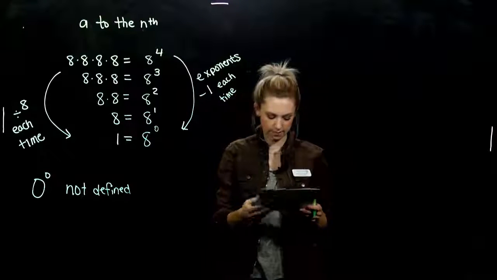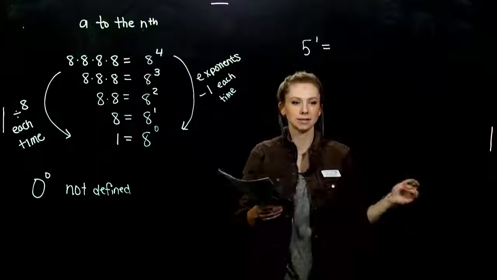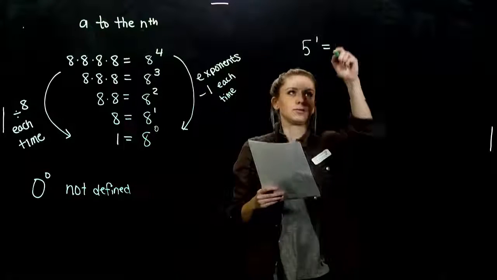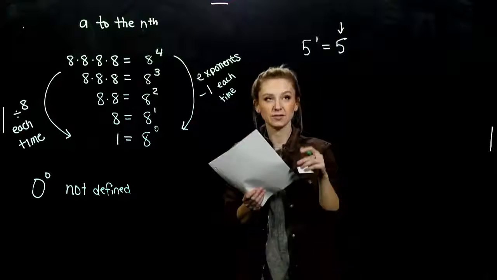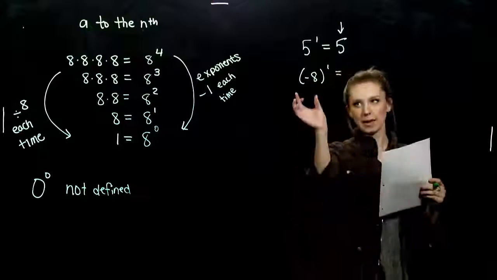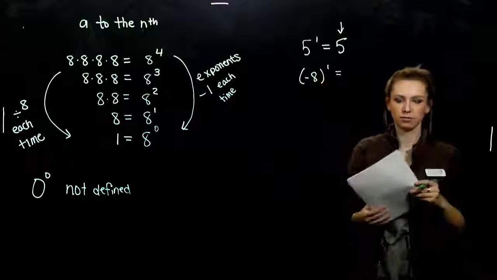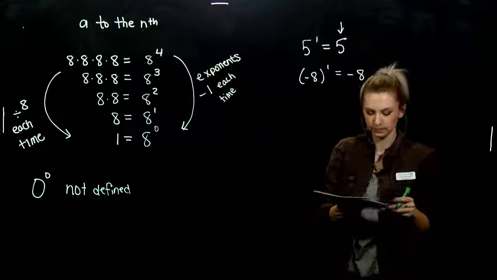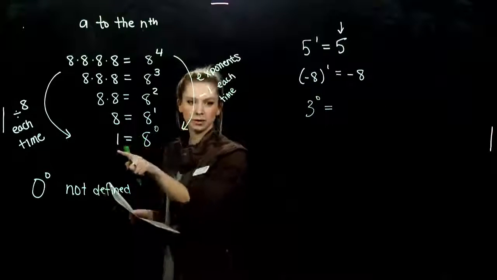So let's just evaluate a few of these quickly. 5 raised to the 1st power. What does it evaluate to? That means I just have one factor of 5, 5. And we want to keep it in this form, because that one's simplified. If I have negative 8 raised to the 1st, so my base is negative 8. Anything raised to the 1st power is itself. Comes out. Doesn't matter, just like it did up here. All right, 3 raised to the 0th power. Anything raised to the 0 is 1.